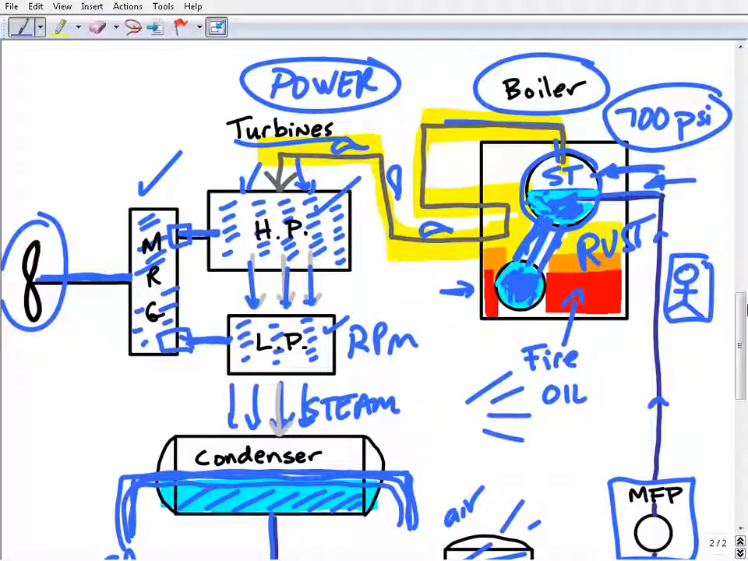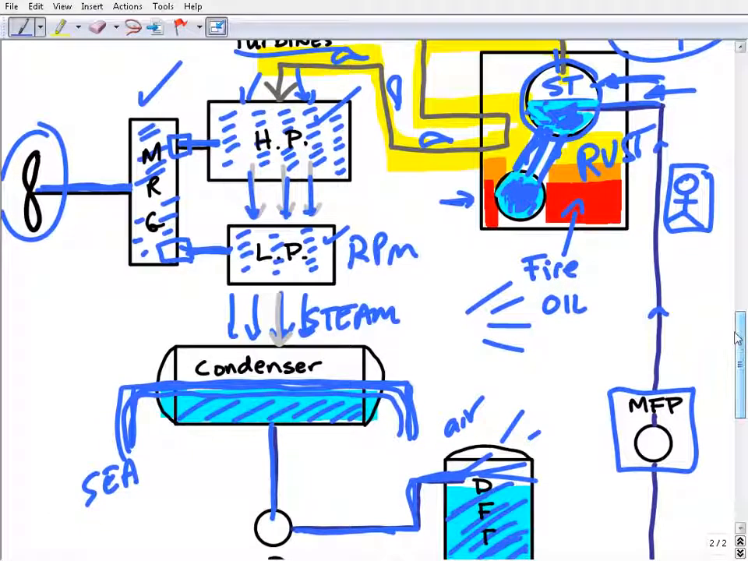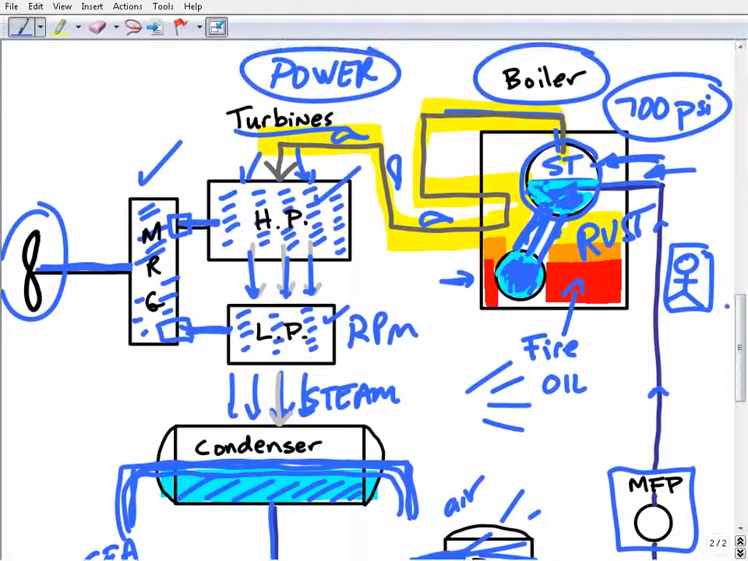So in review, we had steam from a steam generator. We had our turbines, and the turbines turned the main reduction gear, which turned our shaft. Then we used the exhaust of that steam. We finally used all its energy. We converted it back into water or condensate through the condenser. Then we treated that water, deaerated it in a DFT, treated it along the way, and put it back in our boiler. So anyways, that's pretty much it.